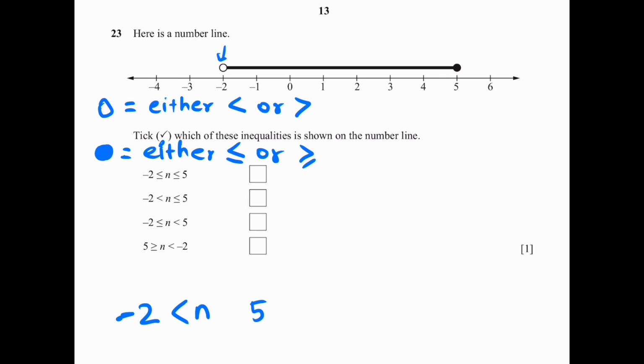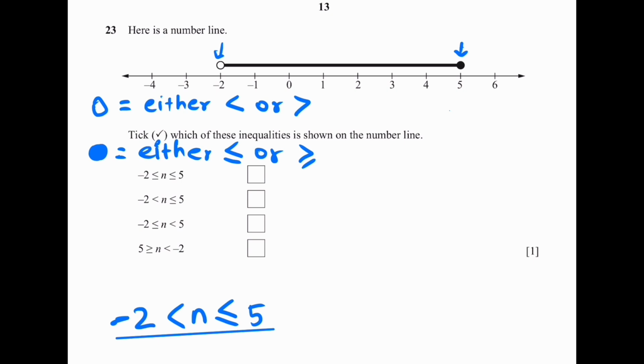Which symbol should we put in between n and 5? A closed circle represents either less than or equal to, or greater than or equal to. If n lies between negative 2 and 5, it cannot be greater than 5. It can only be somewhere below 5 and above negative 2. So if it's below 5 and it's a closed circle, we need the less than or equal to sign. Which option is this inequality? Option 2, so we just stick that.